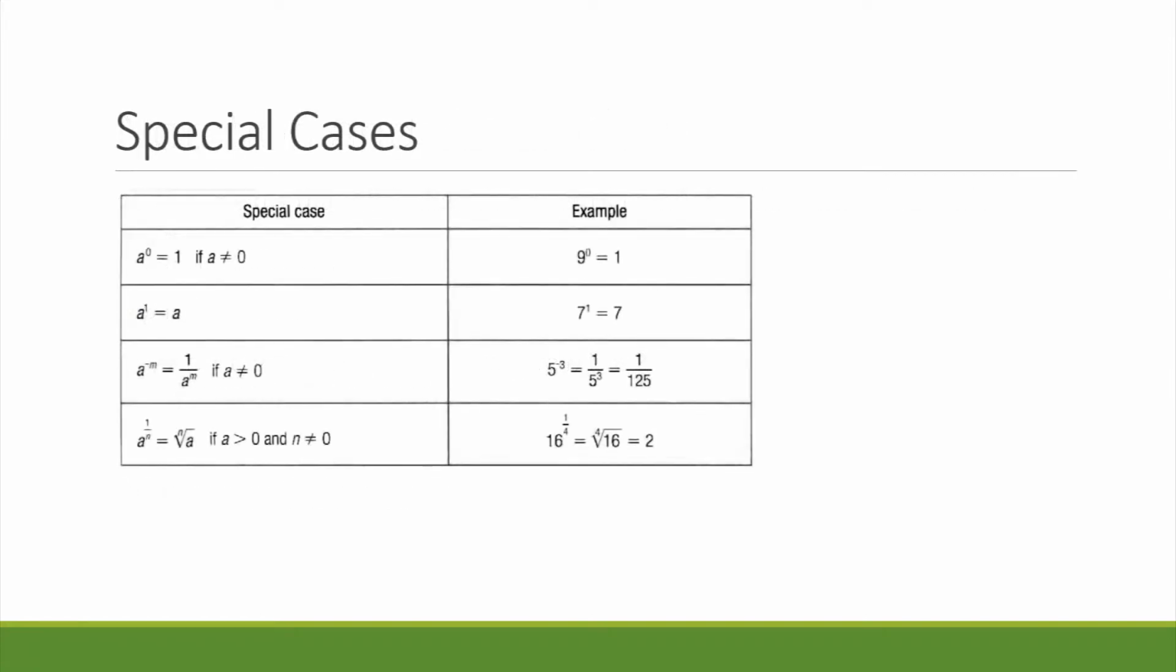There are some special cases for exponents that we should look at. A to the exponent 0 is equal to 1, so no matter what value of a you've got, as long as it's not 0, it will always be equal to 1. So even 9 to the exponent 0 is equal to 1. Any number with the exponent 1 is just that same number.